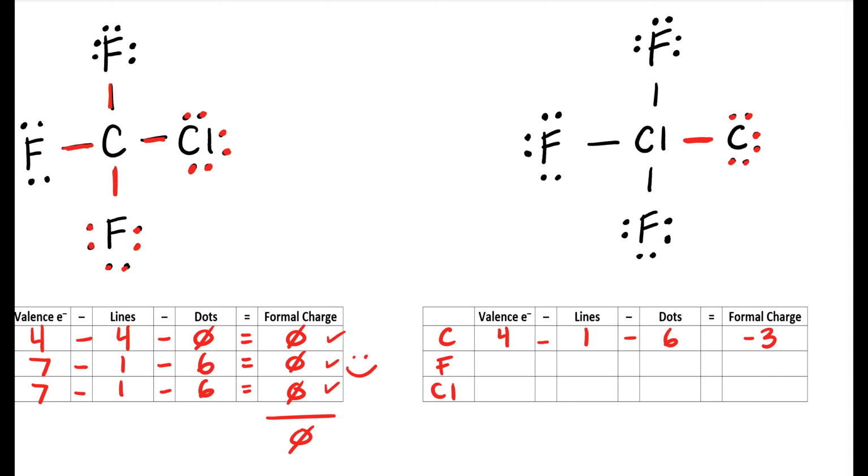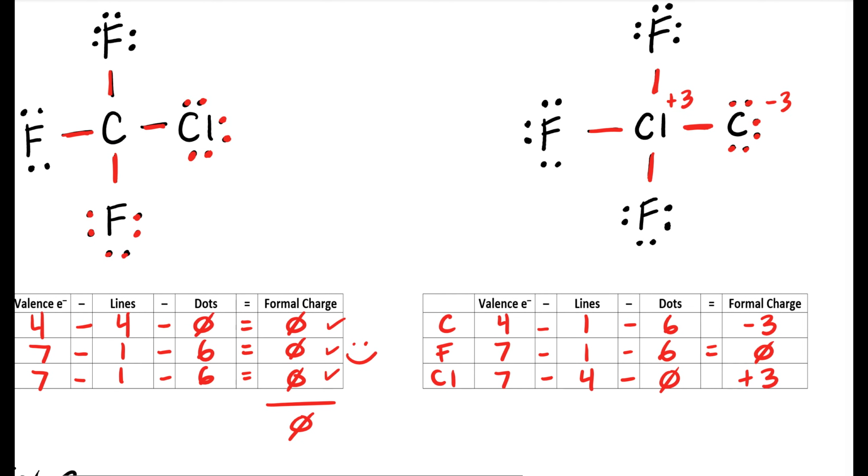Fluorine, 7 minus 1 minus 6. Again, it's identical on this side. Chlorine, 7 minus 1, 2, 3, 4, and then 0 dots. This chlorine has a formal charge of +3. So I have a +3 on the chlorine, a -3 on the carbon.